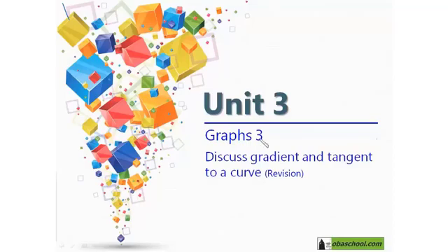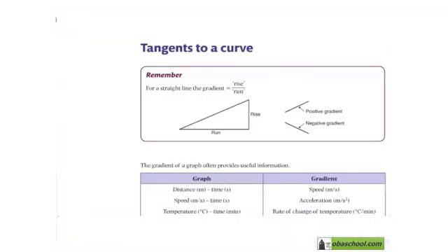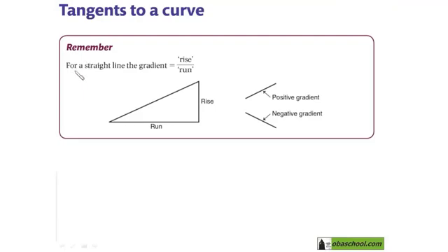Now in this tutorial, we're going to be talking about graphs. This tutorial is going to be a revision where we're going to be discussing the gradient and the tangent to a curve. So let's go ahead and start with this tutorial. We're going to be starting with a small reminder, and that is for a straight line, the gradient is equivalent to the rise divided by the run.